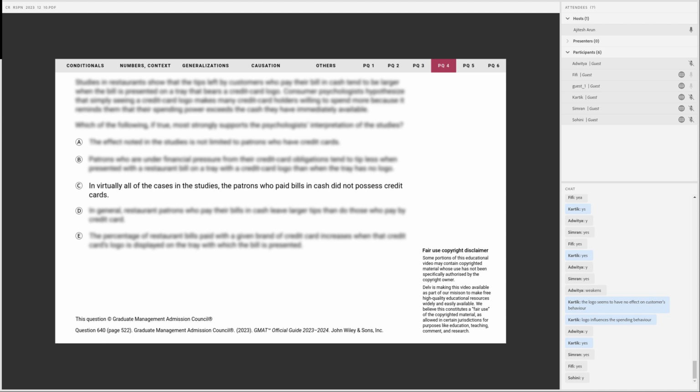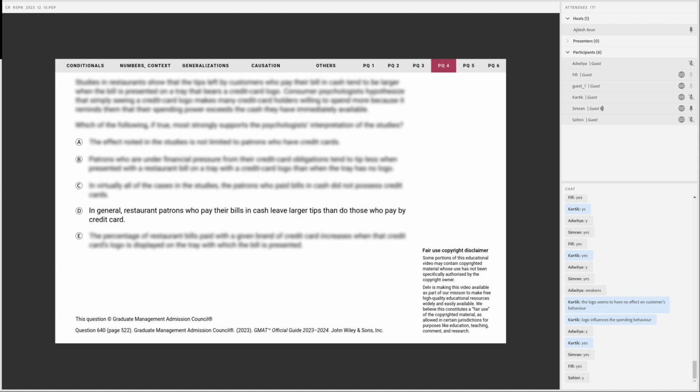So if people don't have a credit card, then how do they have that extra spending power? If virtually all the cases in the studies, that means whatever the study is looking at, it's basically people who don't even have credit cards. So, where exactly is that hypothesis coming from? Option C is out. Effectively, option C weakens the hypothesis. What about D for Delta? In general, restaurant patrons who pay their bills in cash leave larger tips than do those who pay by credit card. What's wrong with this one?